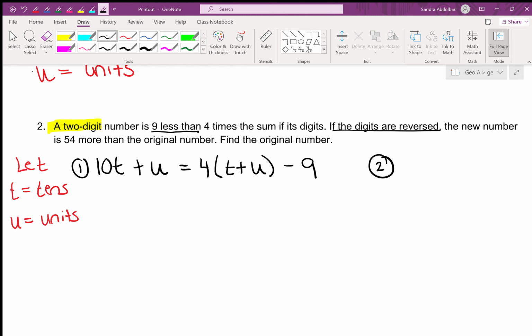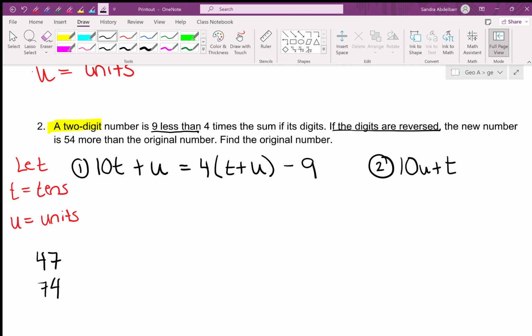All right, now it's saying if the digits are reversed, what does that mean? Let's say my number is 47. If I reverse the digits, what does the 47 become? 74. So what's happening when I reverse the digits? The units digit gets multiplied by 10, and the tens digit is just 1's, right? So instead of 10t, we're going to now have 10u plus t. So I just reversed the digits.